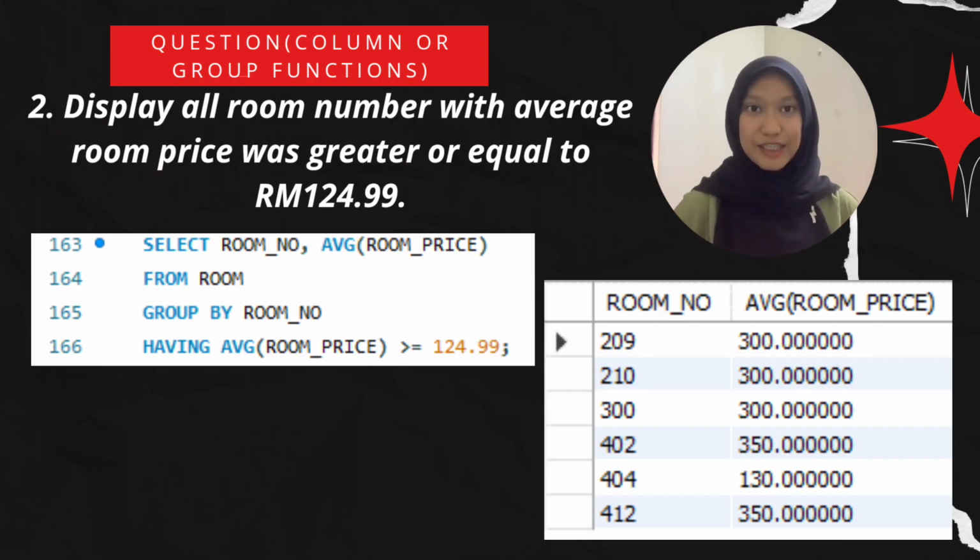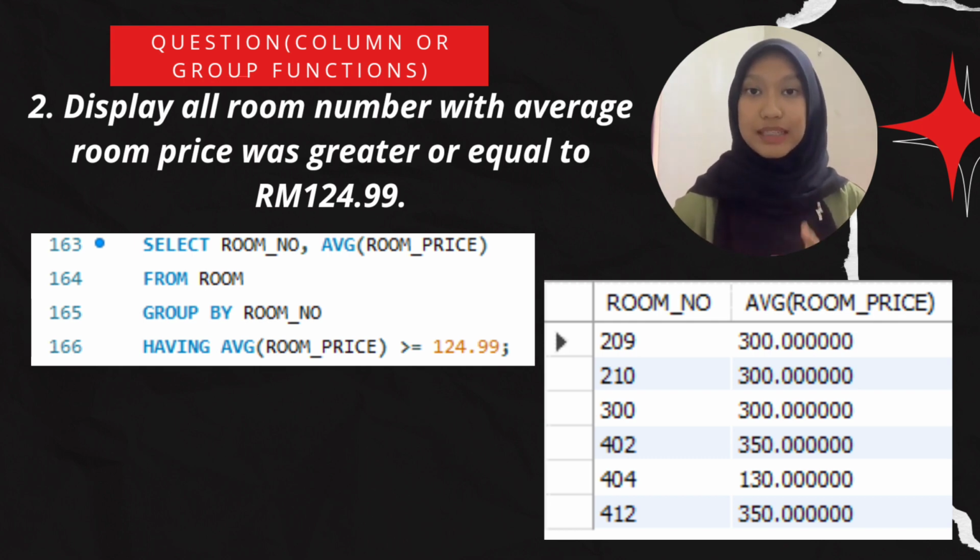The other question asks to display all room numbers with average room price greater or equal to RM124.99. So here on the slide is the command to answer the question.